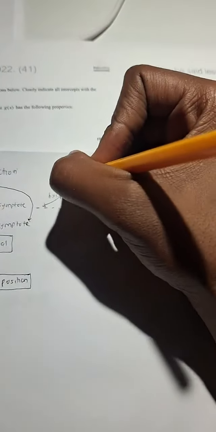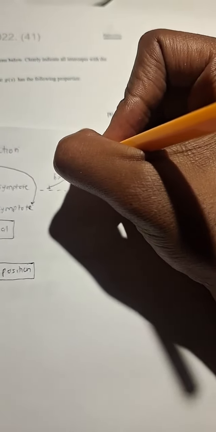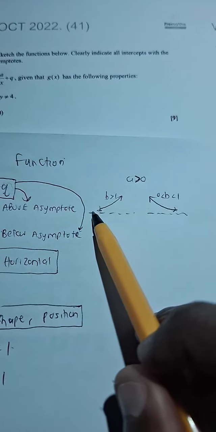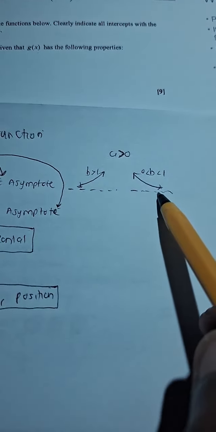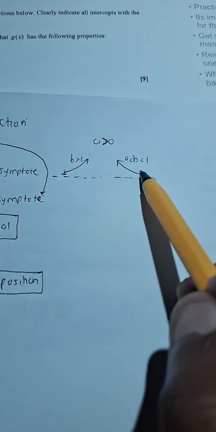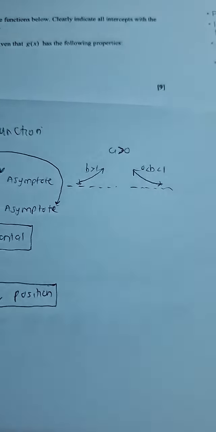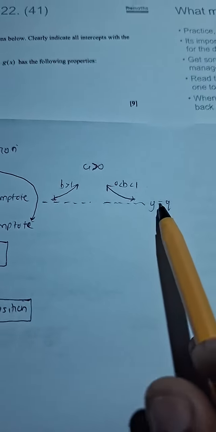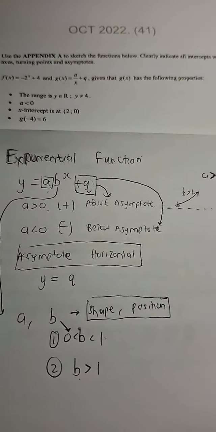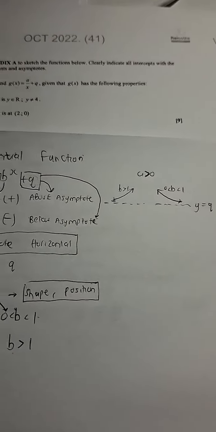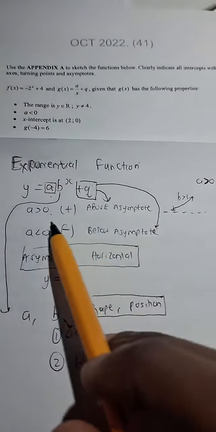So these are both cases where a is greater than 0. If a is greater than 0 but b is greater than 1, this is the form. But if a is greater than 0 and b is between 0 and 1, then you can expect this shape and this form of your exponential function. And that's very important. Remember, this asymptote, which is horizontal, is given by y is equal to whatever the q value of your exponential function is. Once you know those basics, it makes life very easy. So that's when a is greater than 0. Now let's see if a is less than 0.